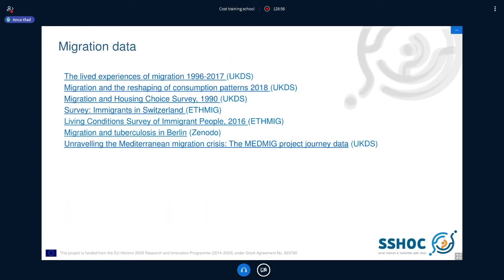Okay, so I included here some examples of migration data, and these are all links that you can have a look at. They're provided by different archives and different providers, data repositories. I'm not going to go through them, but I just wanted to include this as an example of very good data that is published already out there in a FAIR way.